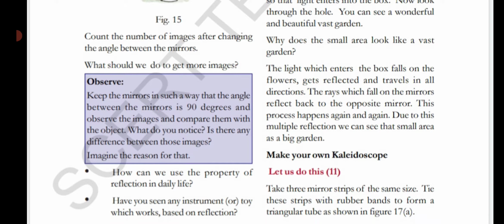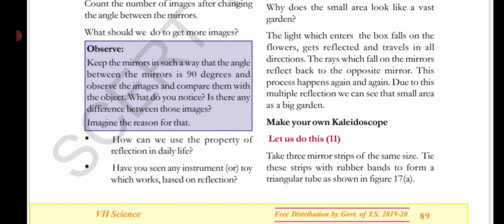What should we do to get more images? We have to decrease the angle. Observe. Keep the mirrors in such a way that the angle between the mirrors is 90 degrees and observe the images and compare them with the object. What do you notice? Is there any difference between those images? Imagine the reason for that. Yes, I know. Just now I have explained.